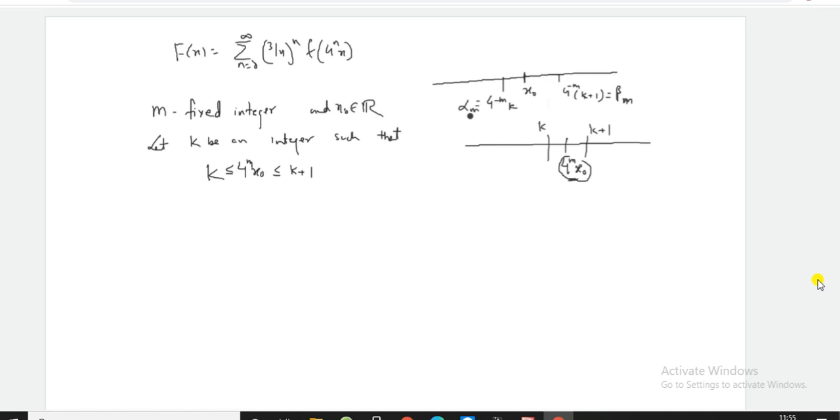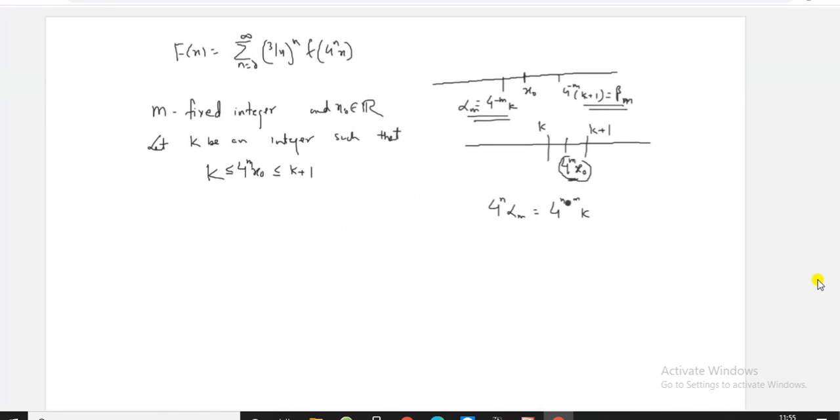This is your alpha m and beta m. Now once again, in this alpha m and beta m, if you multiply by 4 to the power n, you will get 4 to the power n alpha m, which is nothing but 4 to the power n minus m into k. Right?